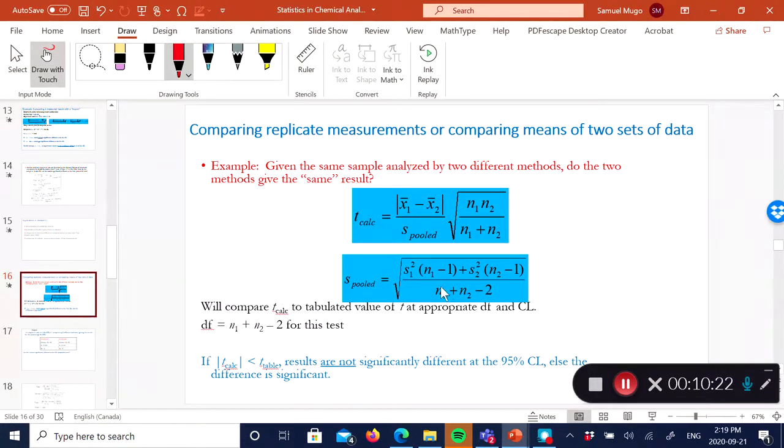Now the degrees of freedom for two sets of methods is going to be N1, meaning the number of repeats that you did for method 1, plus N2, the number of repeats you did for method 2, minus 2. That's the degrees of freedom. And similar to what we did before, if the t calculated is less than the t in the table, then the null hypothesis holds true. And so the two methods are very similar. They're giving you the same results.